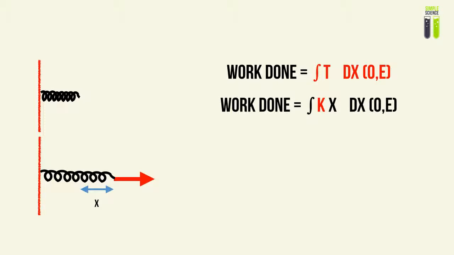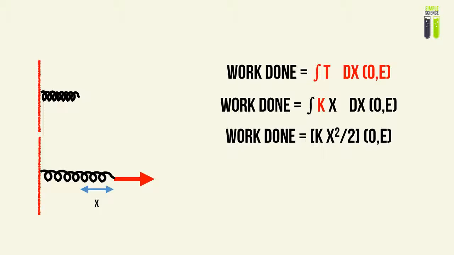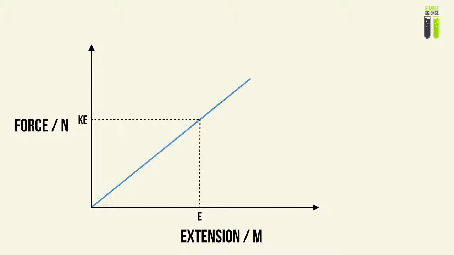And since T is equal to kx and k is a constant, we further integrate this function. We get square brackets kx squared over 2 with the limits of 0 and e. And when we solve this integral, we get ke squared over 2 is equal to the work done. Alright, and that is the elastic potential energy at a particular extension. Okay, and this will make more sense when we're looking at our situation from our graph.